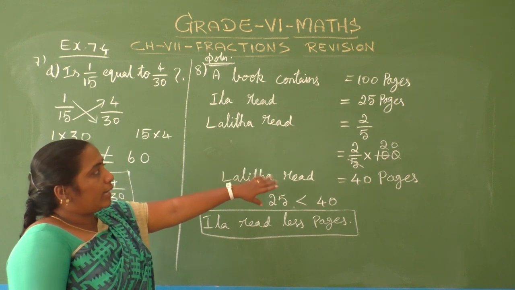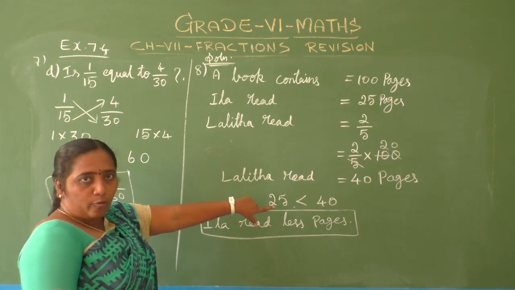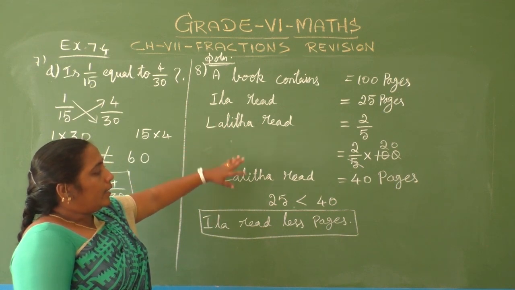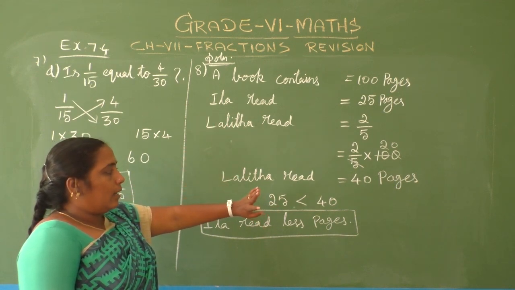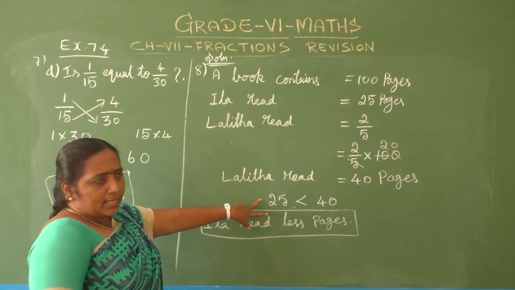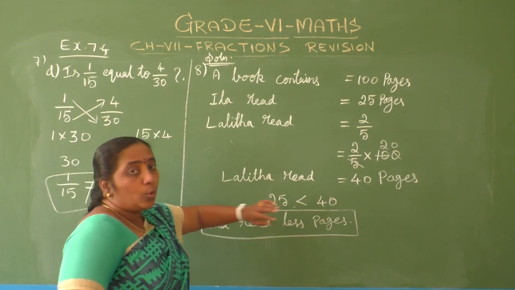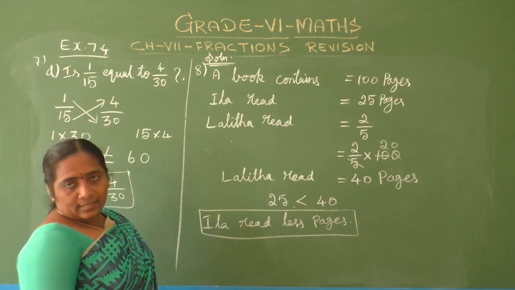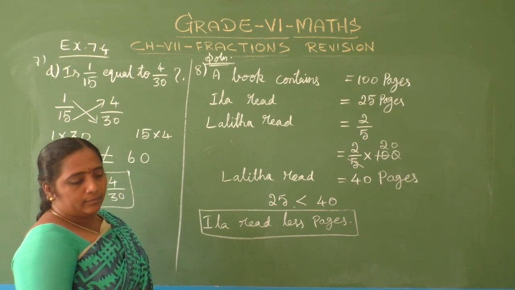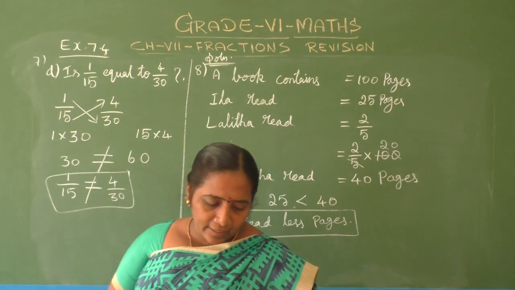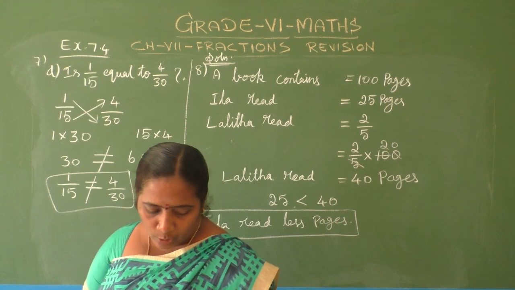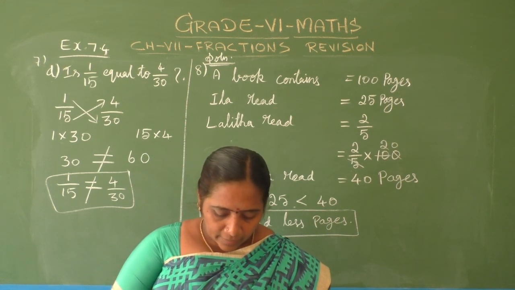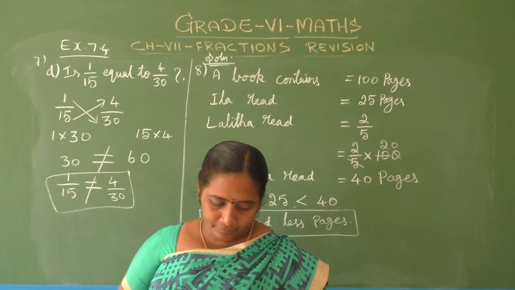So who read 40 pages? Lalita read 40 pages. So hereafter we have to compare Ila and Lalita. Ila read 25 pages, Lalita read 40 pages. So who read less? Ila only read less. This is the answer. Right, 9 and 10 you already know. You revise it yourself. Then we go to the next exercise, 7.5.